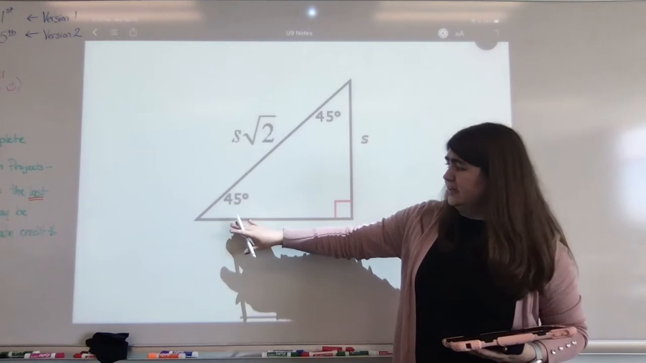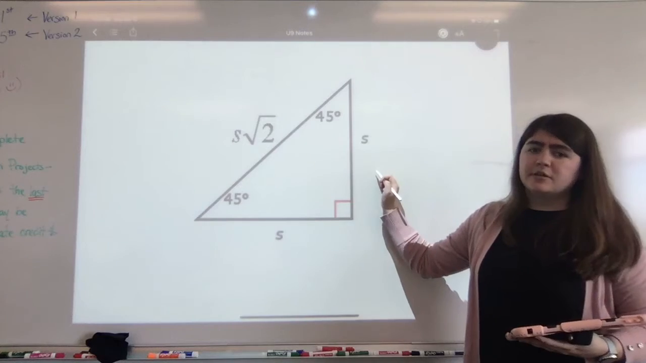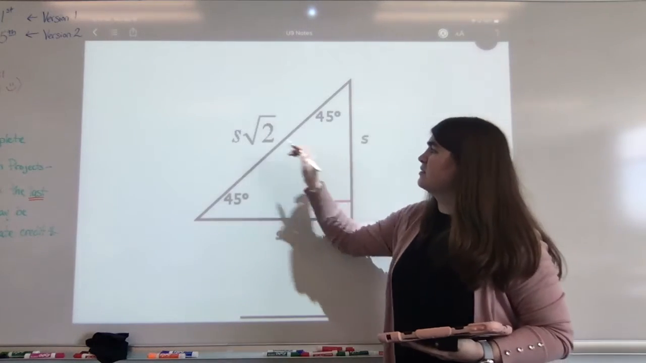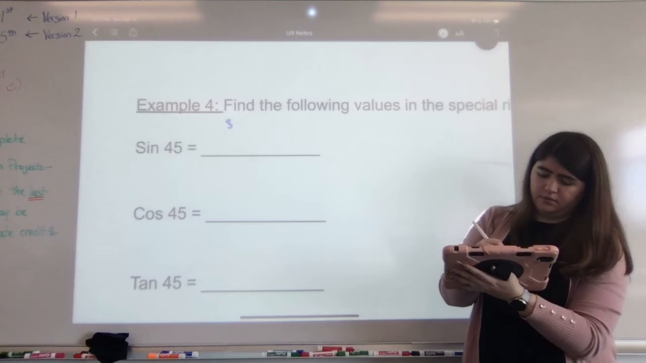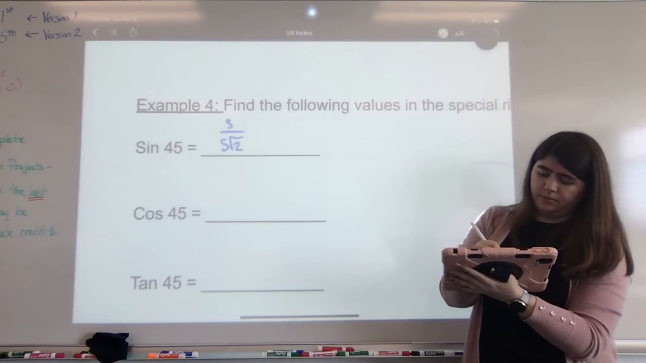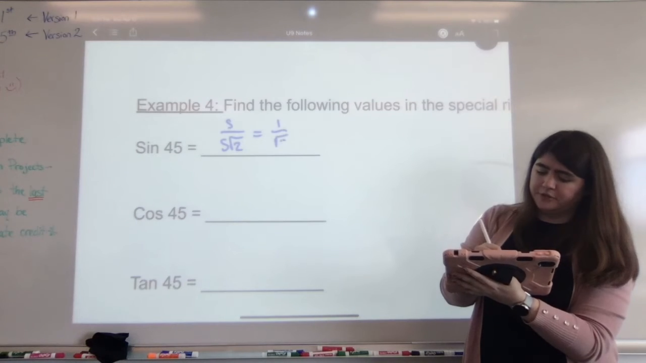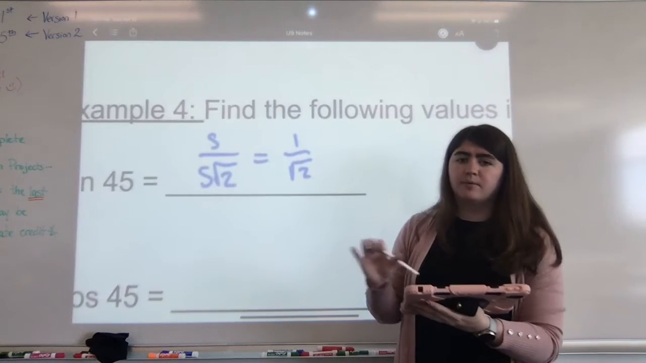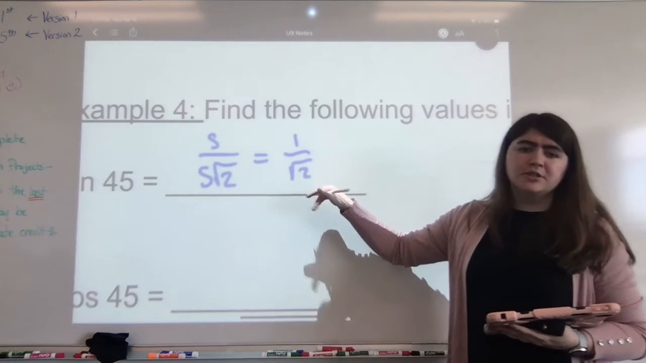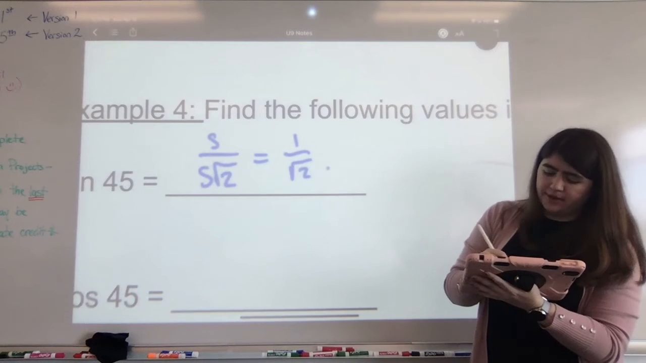So starting with sine, the sine of 45 degrees is equal to the opposite over the hypotenuse. So I have s over s square roots of 2. The s's cancel out, and that leaves me with 1 over the square root of 2. But again, we don't want to leave the square root of 2 on the bottom of my fraction. So I'm going to get that out by multiplying both the top and the bottom of my fraction by the square root of 2.